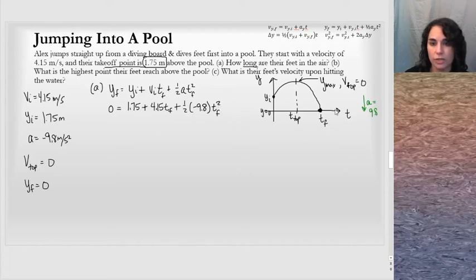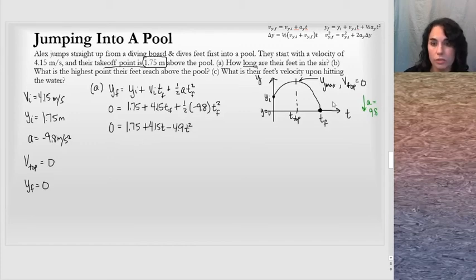So we're going to solve for that t final. You can note that this is a quadratic equation. You can make it a little bit nicer if you like. Plus 4.15t minus 4.9t squared. Use any calculator for solving the quadratic that you like.